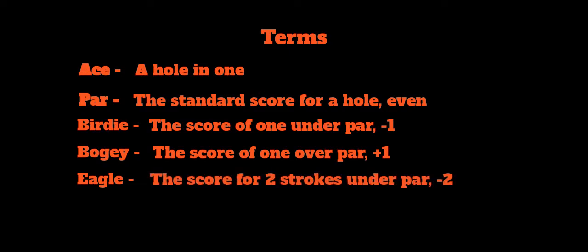An eagle is the score for 2 strokes under par. So an eagle is very good. So if you were on a par 3 and you eagle the hole, that means that you just got a hole-in-one.